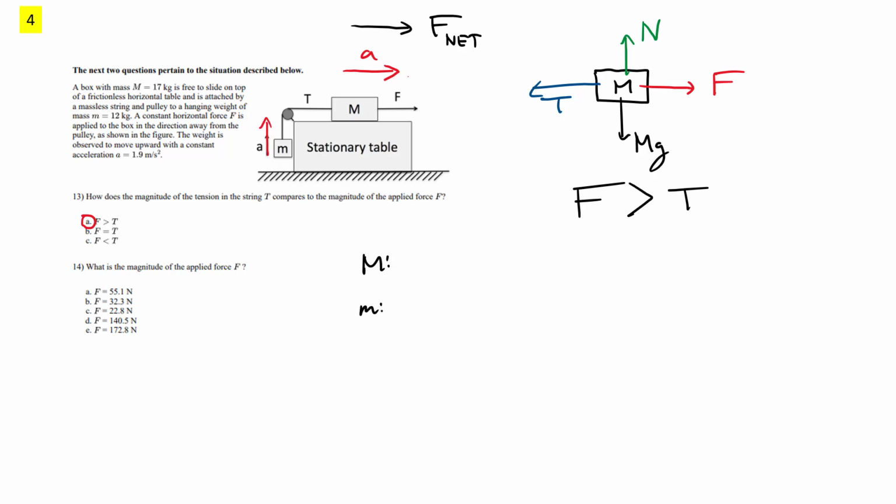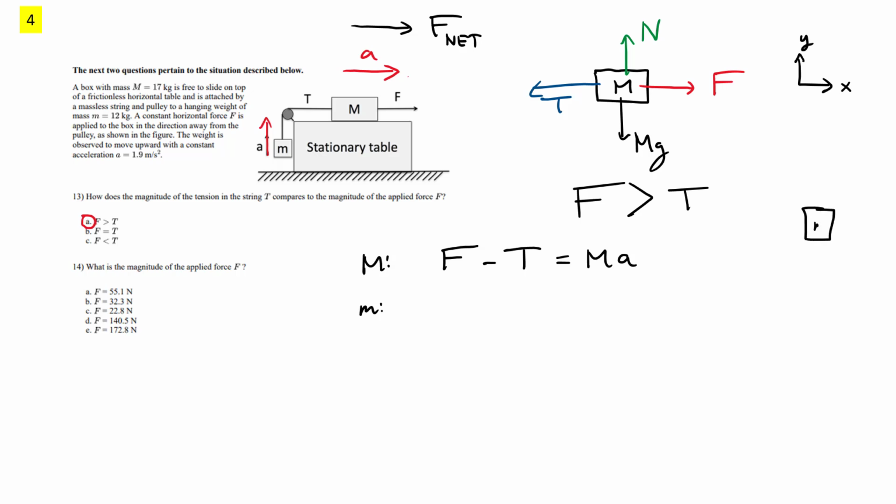So for the big block, this is my coordinate system here. I'm going to choose a positive direction here to be in this direction, and positive y to be up. And again, I'm looking at only the forces in the x direction. So this would look like this: positive F minus the tension equals the big mass times the acceleration of that big block. All right, how about the little block?